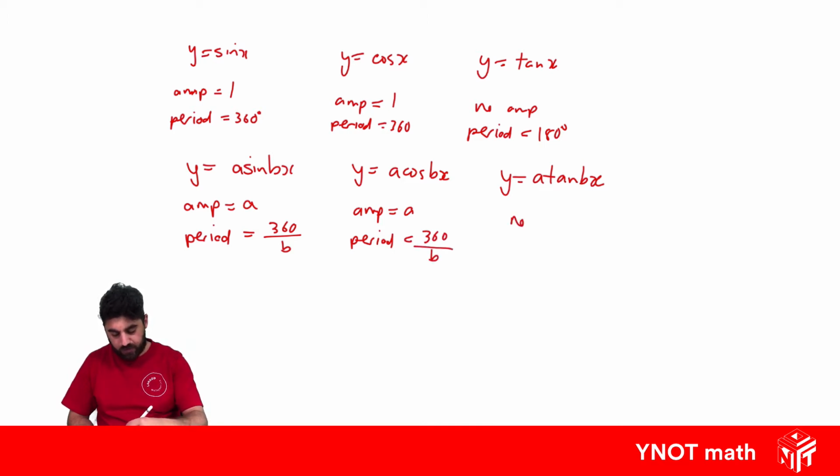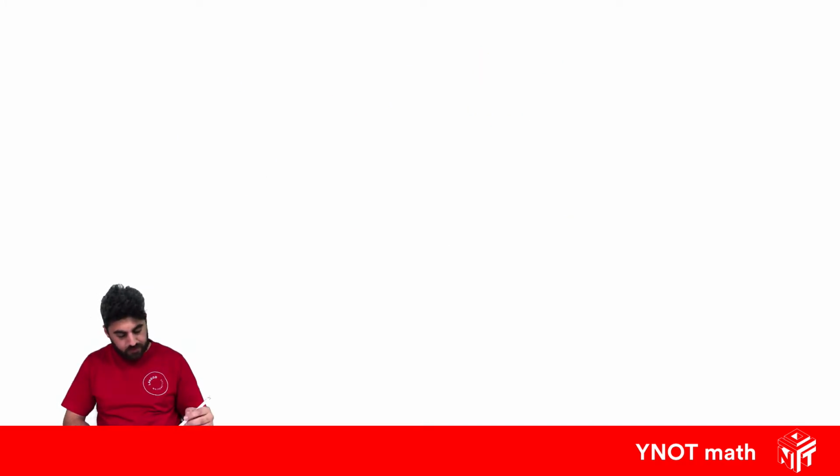Again, for tan we have no amplitude, so that value of a doesn't matter too much. It would just change the steepness of the curve. And the period for tan would be our original period, 180, divided by b. So how can we apply all of these to graphing some harder functions? Let's have a look at some.